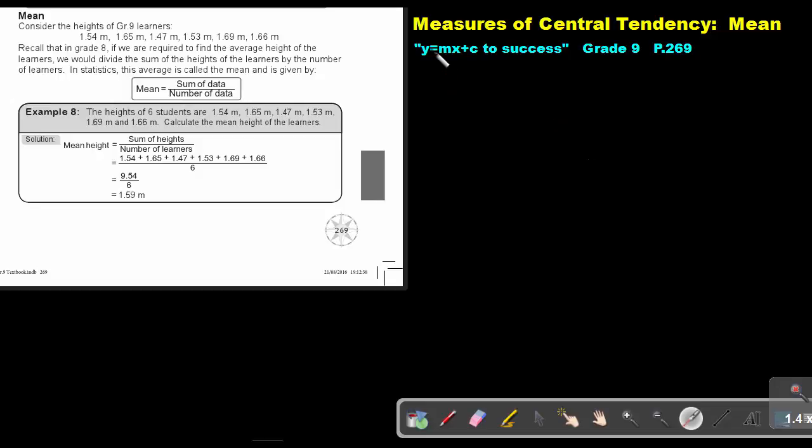Part 7. We are going to continue with measures of central tendency, and we are going to focus on the mean. You will find this on page 269 in the Namibian Mathematics Grade 9 textbook, y equals mx plus c to success. The mean. Consider the heights of grade 9 learners.